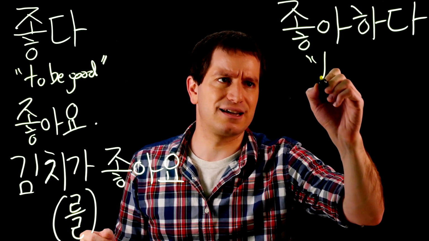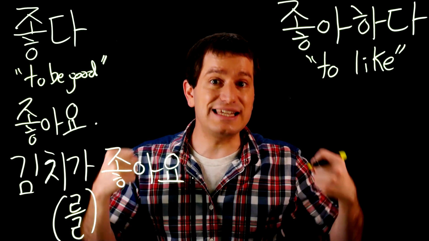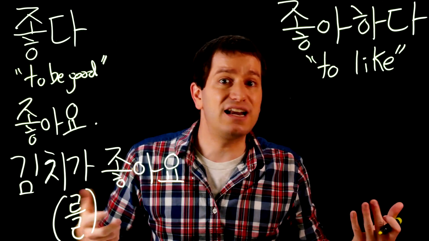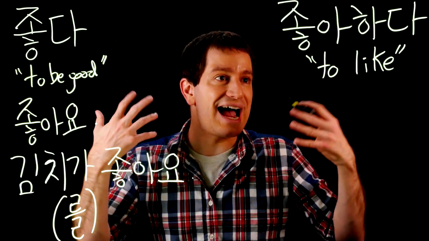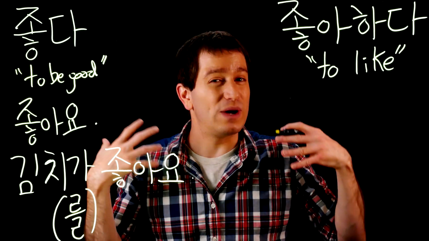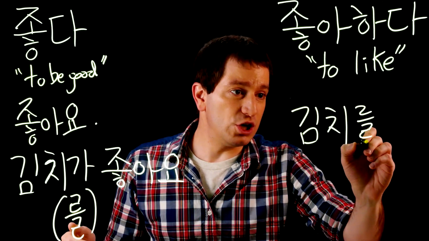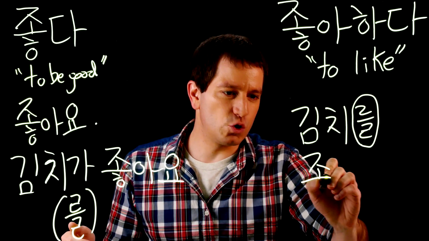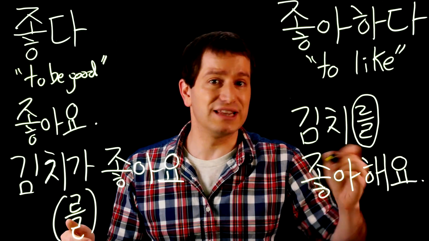좋아하다 means to like. So 좋아하다 is an action verb. 좋아하다 is affecting something. Well, it can affect something. You can say, I like kimchi. You can say, I like a person. So it can use an object marker because it's an action verb. So you could say, 김치를 좋아해요. And that would be perfectly fine because 좋아하다 means to like.